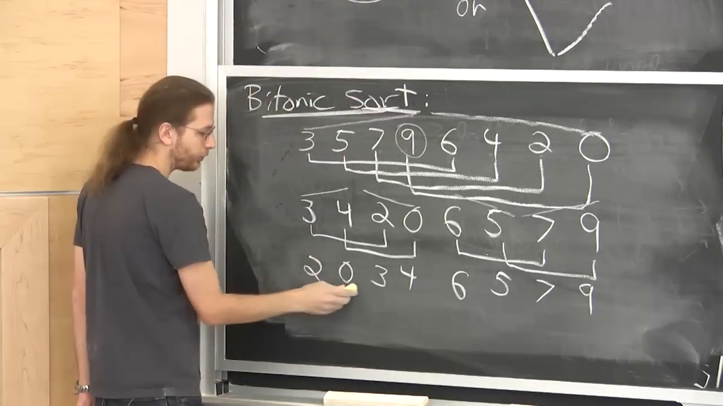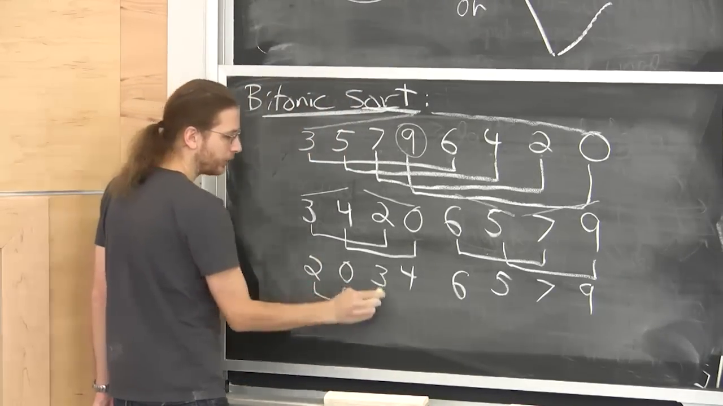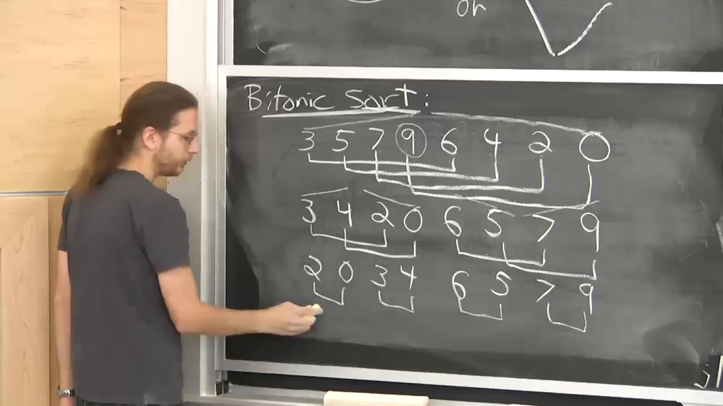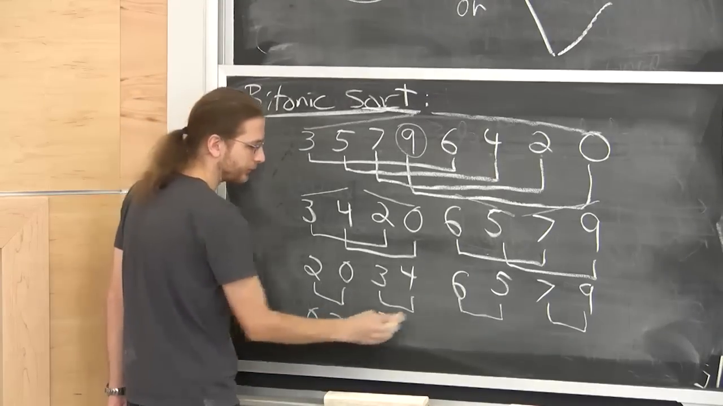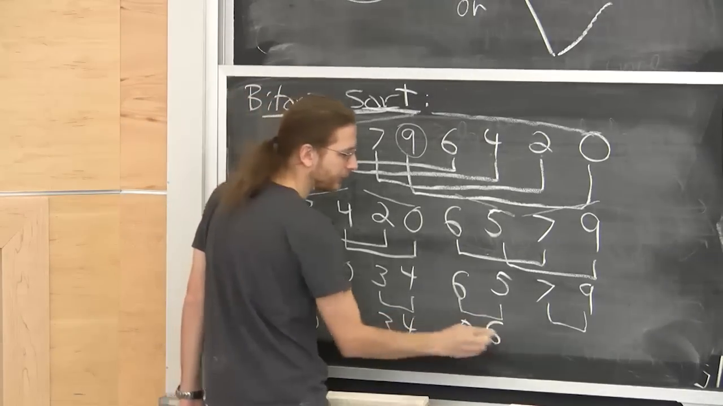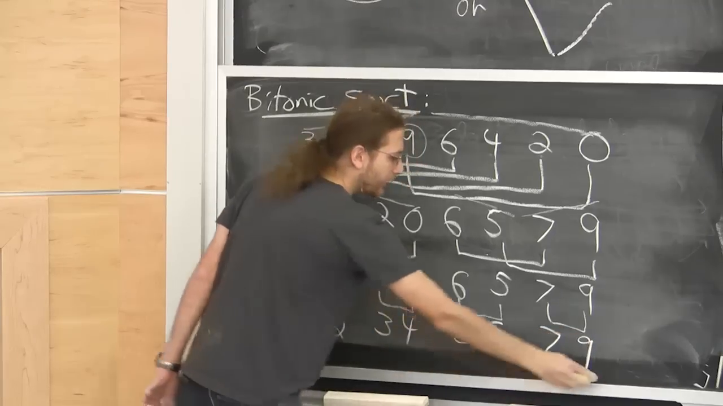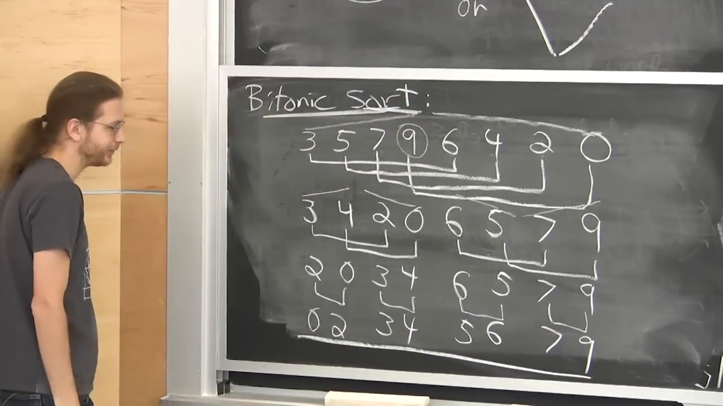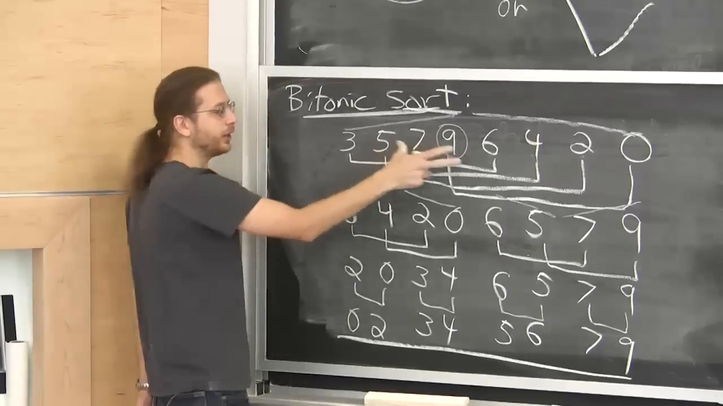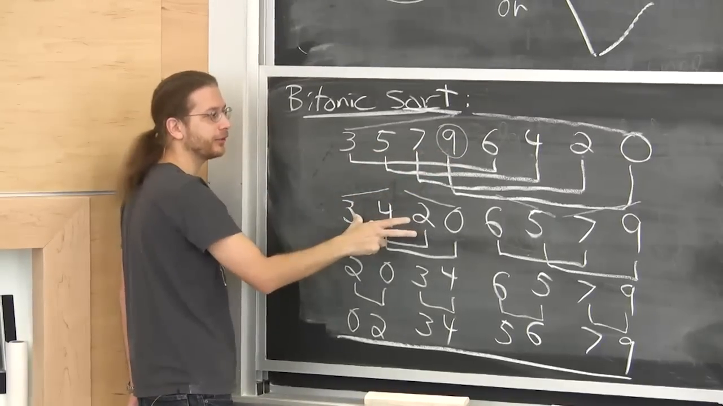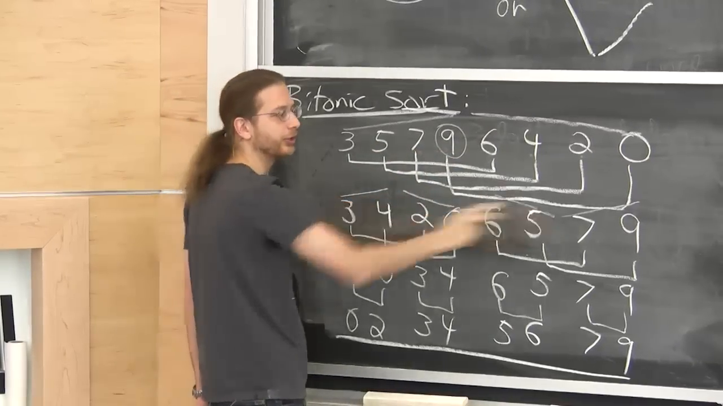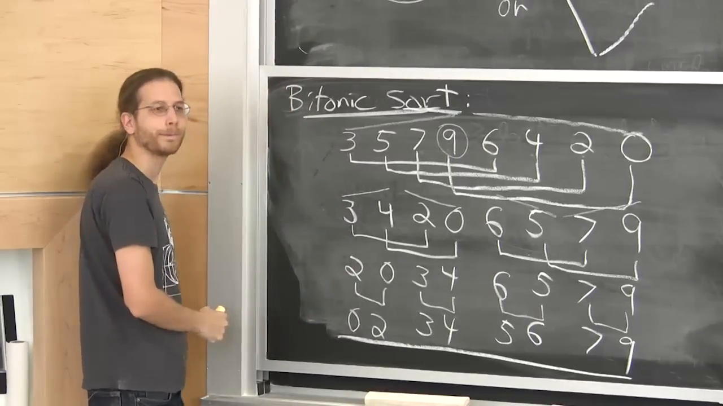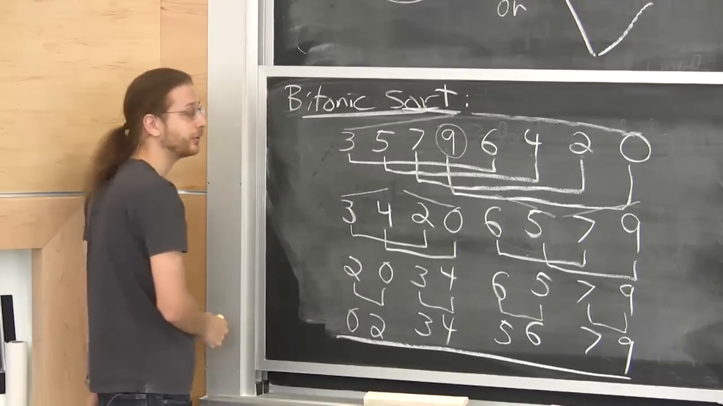So now I've got 4 chunks. This one, this one, this one, and this one. I recurse on each of them. So 0 is less than 2, 3 is less than 4, 5 is less than 6, 7 is less than 9, and now I have all my items in sorted order, magically. But if you believe that invariant, that the smallest n over 2 items get to the left and the larger n over 2 items get to the right, then by induction this will sort them. It's kind of like quicksort in that sense.